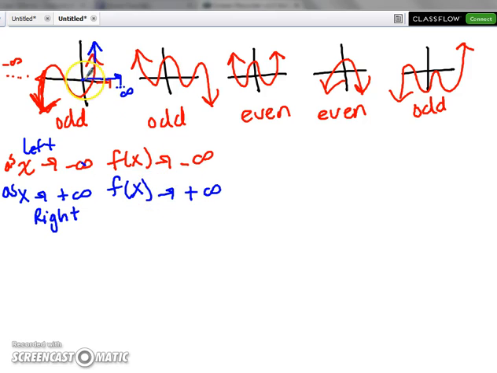Then where's the function going? Well, on the right-hand side of the graph, the function's continuing to go to positive infinity. So this is what the ending behavior of this first polynomial graph would look like.